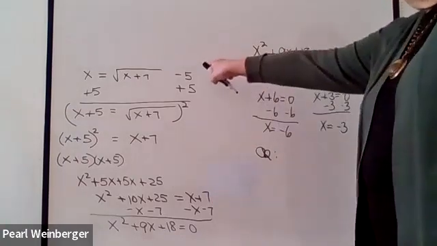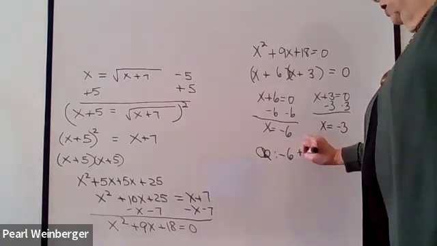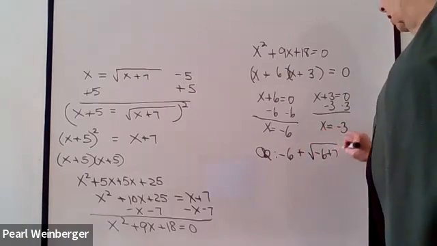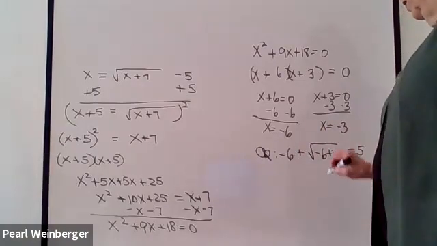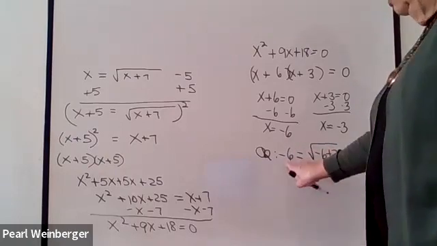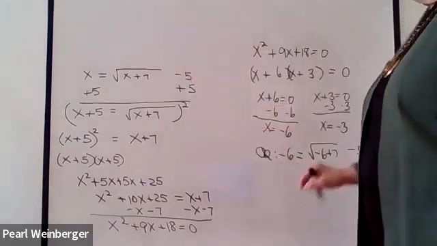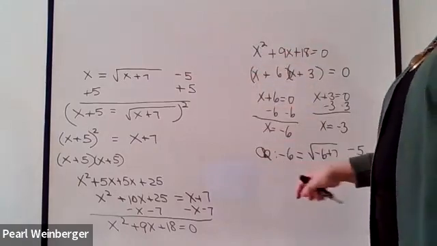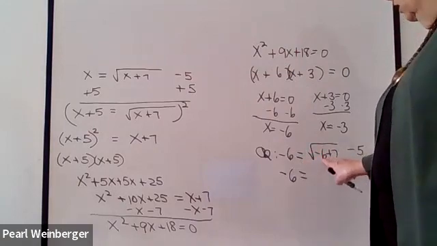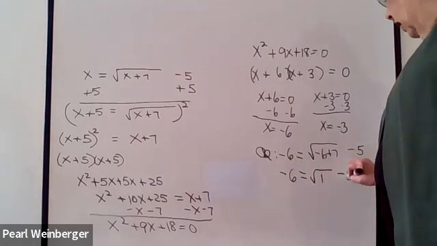So first checking with the -6. I'm going to get -6 equals the square root of -6 plus 7 minus 5. I'm just replacing in my original equation the x with -6. So -6 plus 7 is 1. So this is the square root of 1 minus 5.